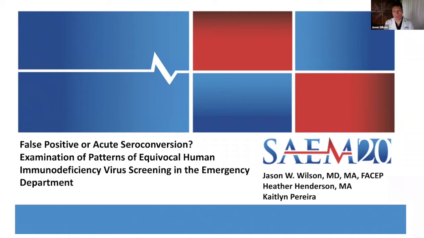So we're going to talk through what that laboratory signature looks like and some ways we've thought about discriminating between those two very different patient populations, and some thoughts about moving forward, how this can be easier for us as we think about redesigning algorithms and scaling up emergency department-based HIV screening and linkage.